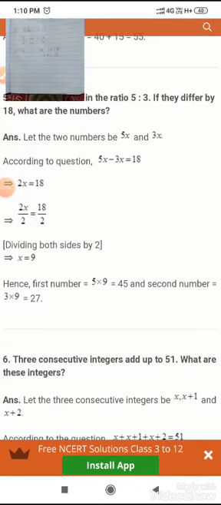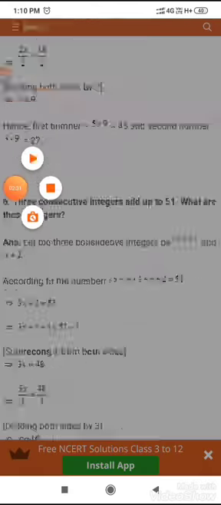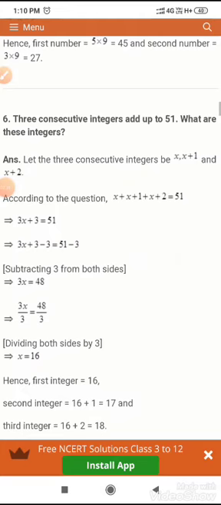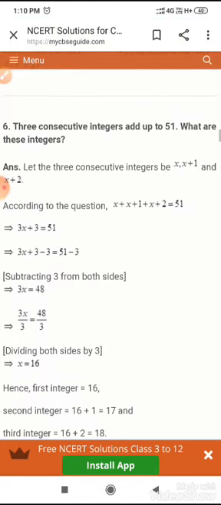And the remaining part of this question is solved as we solved our previous question. Now move to our sixth question. Three consecutive integers add up to 51. What are these integers? First, we should know about consecutive integers. So what are consecutive integers?